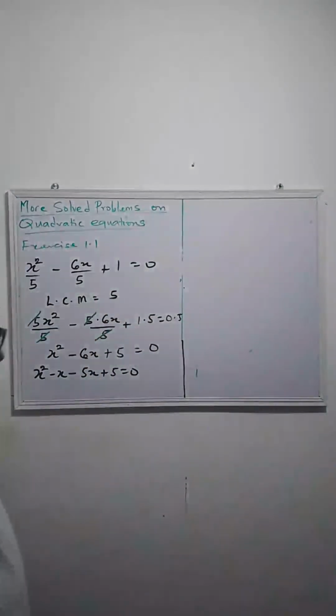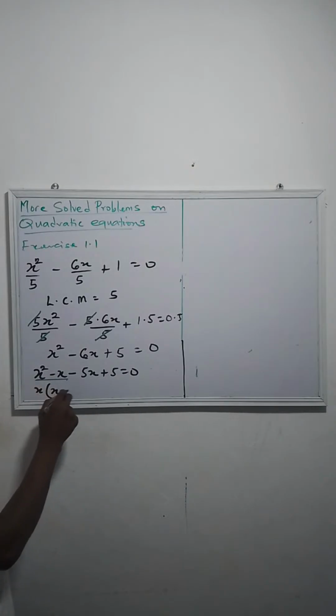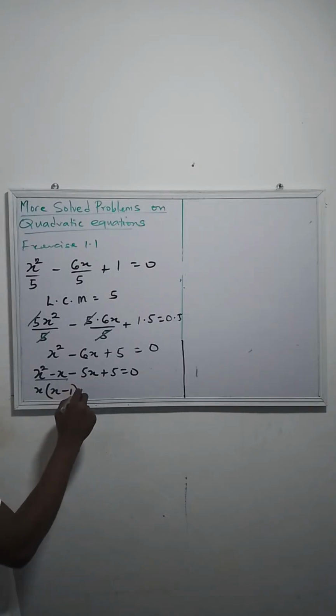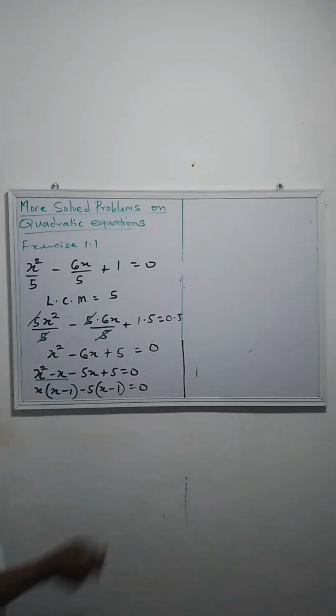All right, so the next thing is to look for the GCD of this pair. So what's the GCD? The GCD is x. So when you divide each of them by x, you have x minus 1. Yeah, what's the GCD here? So that is negative 5. So when you divide this by 5, you have x minus 1 equals 0.